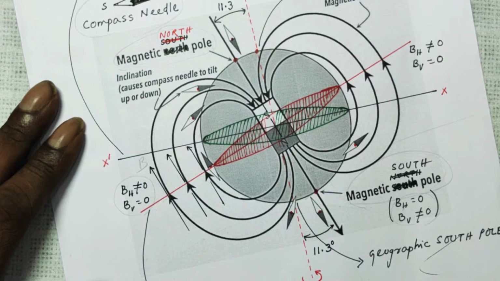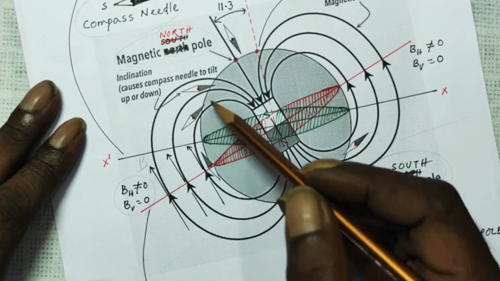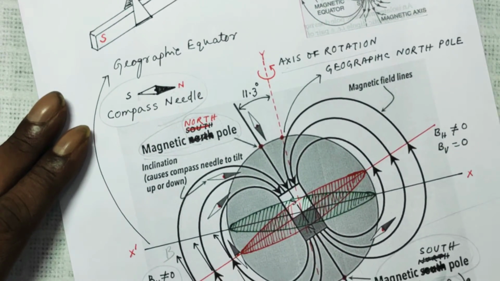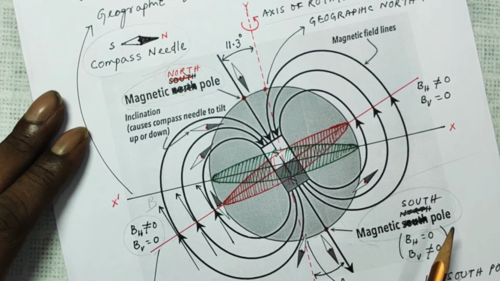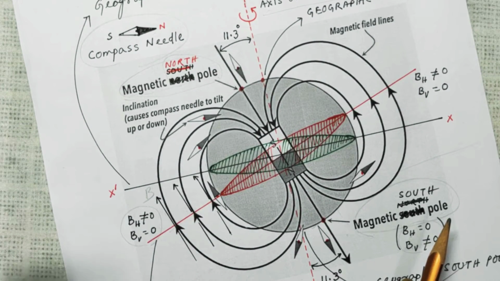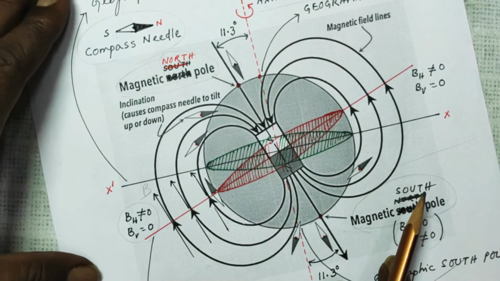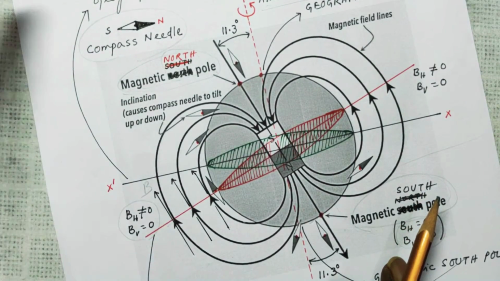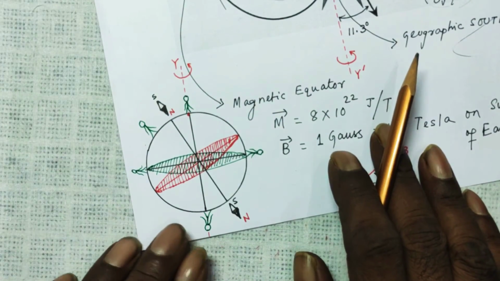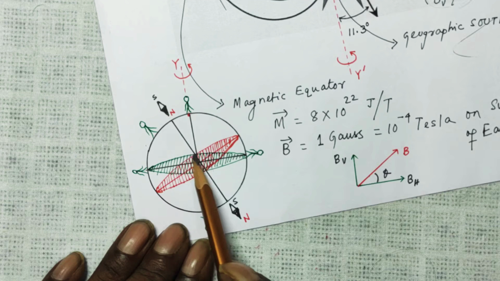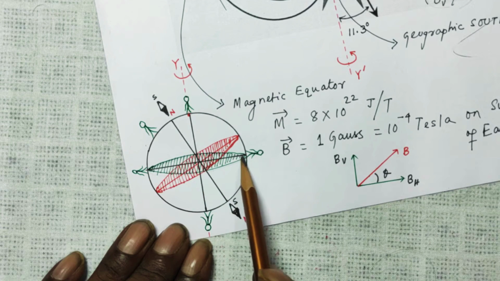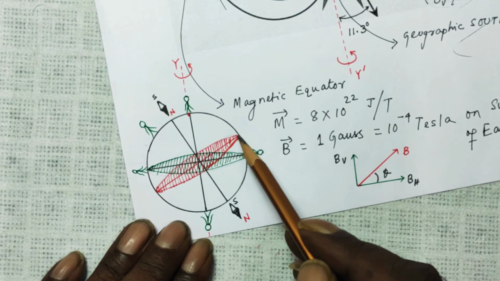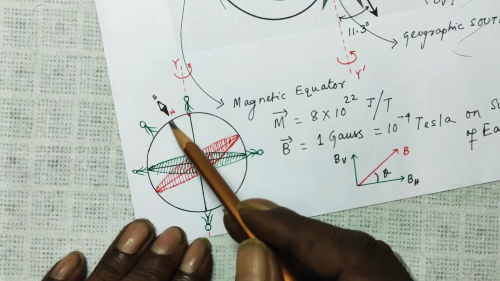Now, so this magnetic needle, if you keep it at different places on the surface of the Earth, how will it align itself? Look, before I explain that, let us look at this diagram. So this is your geographic equator. This is your magnetic equator. This is the surface of the Earth.